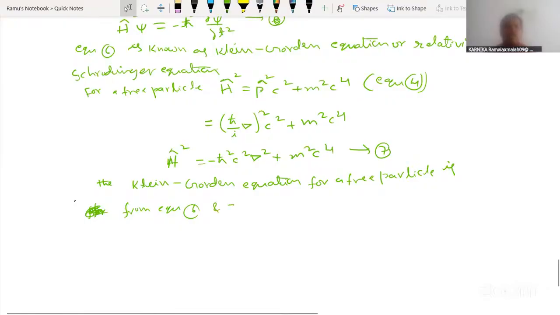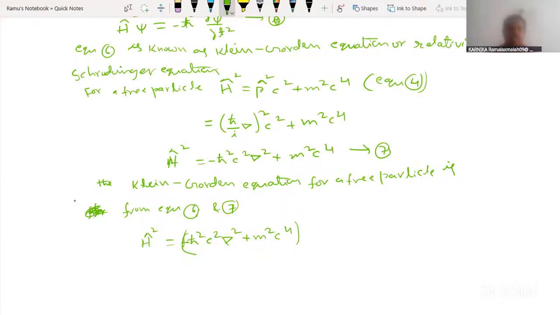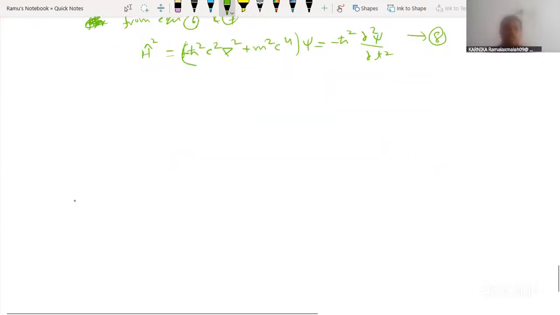So this is equation 6 and 7. You have to substitute the two formulas there. So H² is equal to (−ħ²c²∇² + m²c⁴) ψ, which is equal to −ħ² ∂²ψ/∂t². This is equation 8.